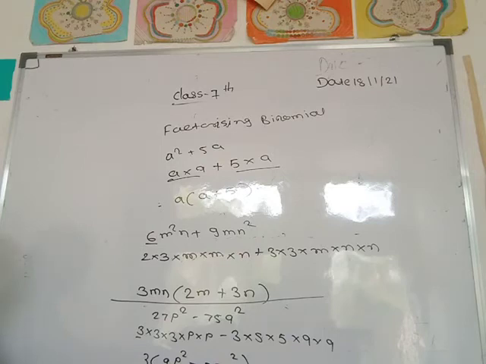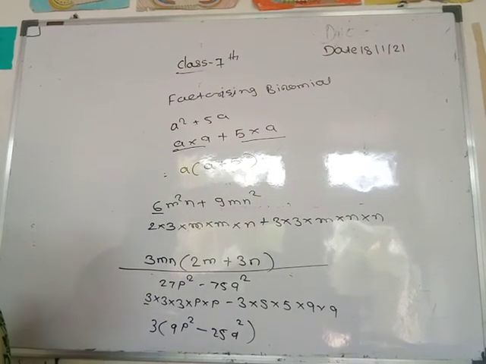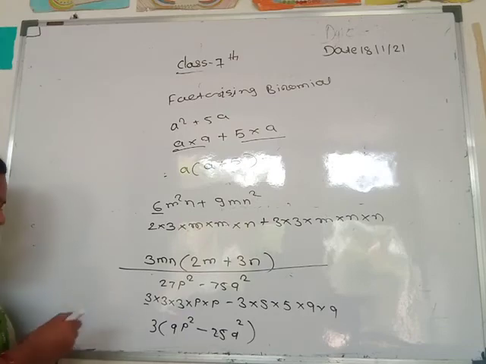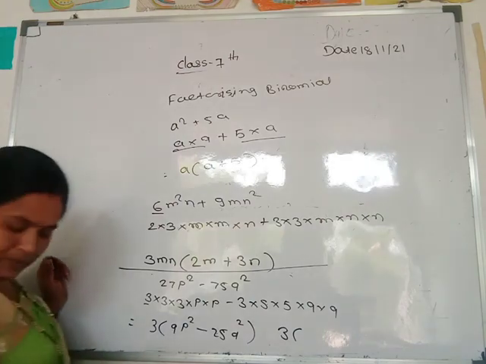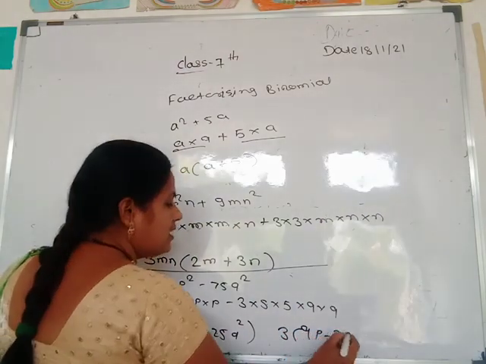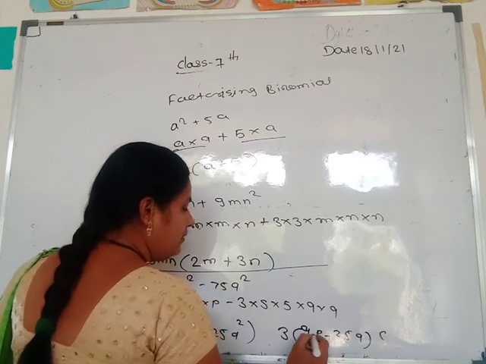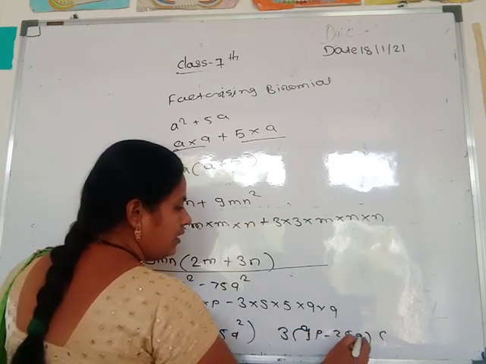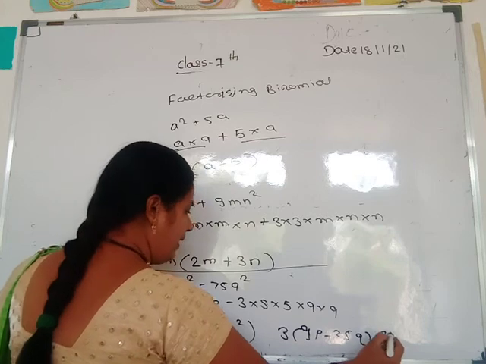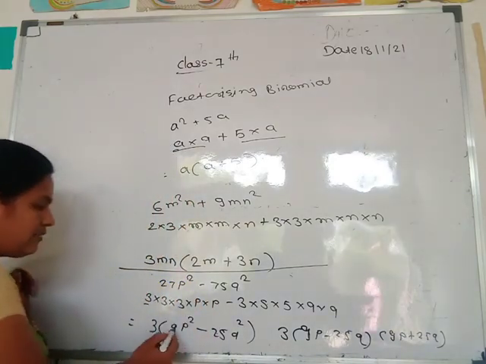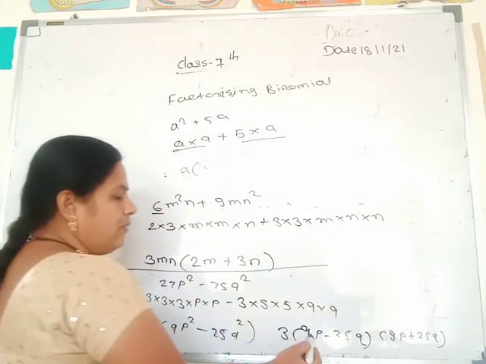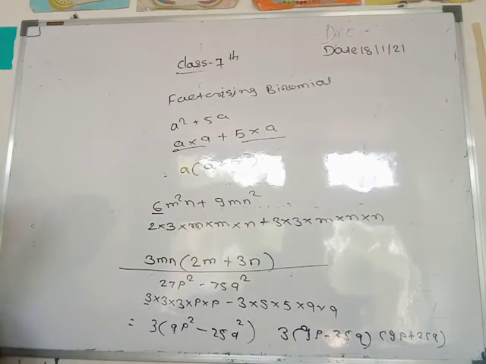Then by using this formula, a square minus b square means in one bracket a plus b and another bracket a minus b. In the same way here, the answer is 3 in one bracket 3p minus 5q, and one bracket again 3p plus 5q. Means a square minus b square is equal to a minus b into a plus b.